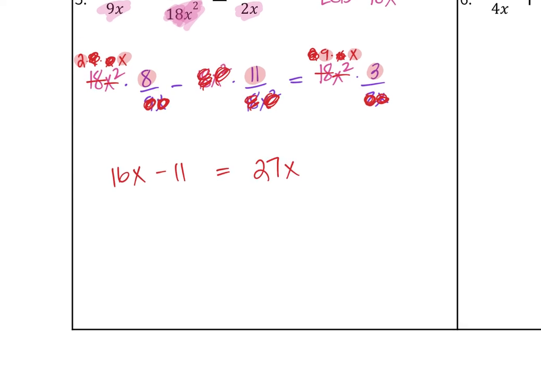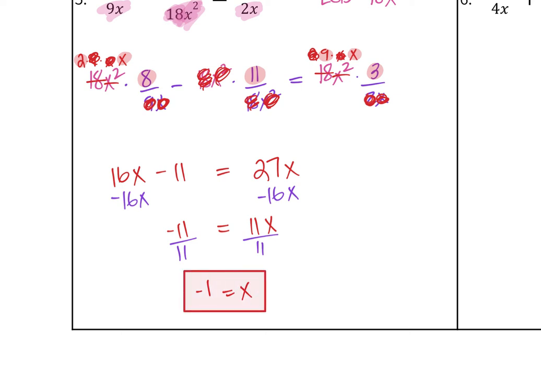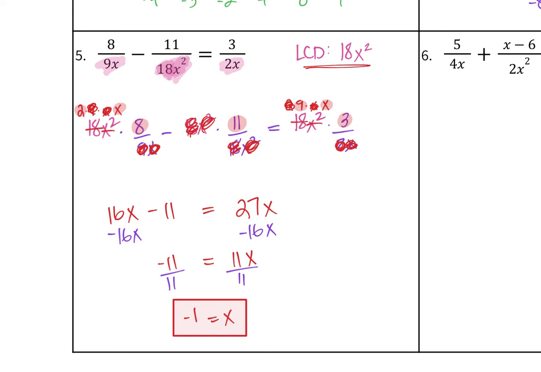So from here, it's just a linear equation. I think this is easier to solve. There's x's on both sides, so what I'm going to do is subtract the 16x. So that's negative 11 equals 11x. Then divide by 11, because that's what's in front of the x. Gives me negative 1 equals x. There is our answer. X has to be negative 1. So like I said, this is the hardest part. This here, finding the lowest common denominator. But after that, it's pretty simple.